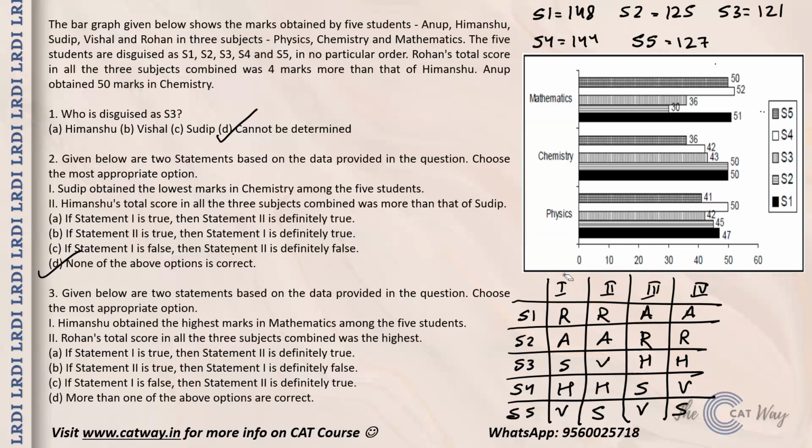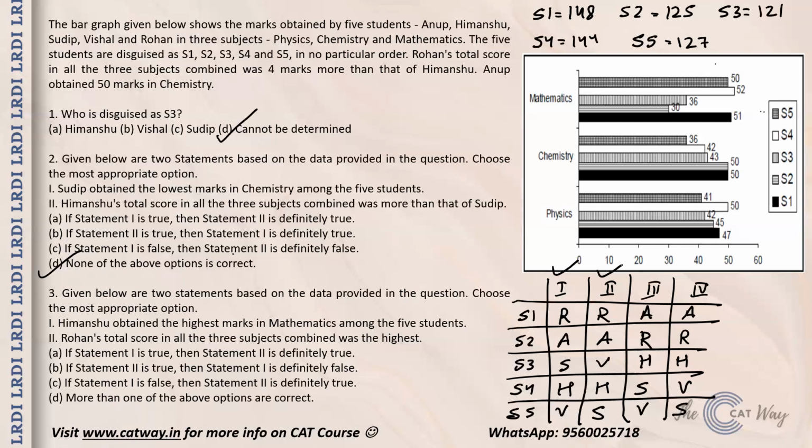The third question says, again, given below are 2 statements based on the data provided, choose the most appropriate answer. The first one is that Himanshu obtained the highest marks in mathematics among the 5 students. So in mathematics, who obtained the highest marks? It is student number 4. So if we take this statement as true, we will consider that Himanshu got the highest marks in mathematics. That means he is student 4. So case 1 and case 2 we will be considering.